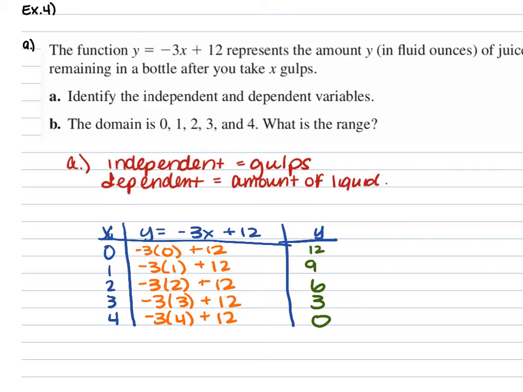So when our domain is 0, 1, 2, 3, and 4, our range is 0, 3, 6, 9, and 12.